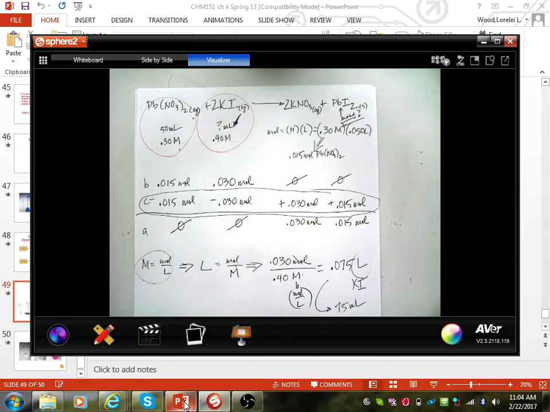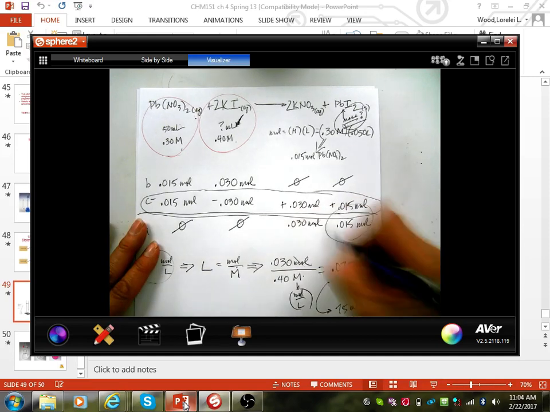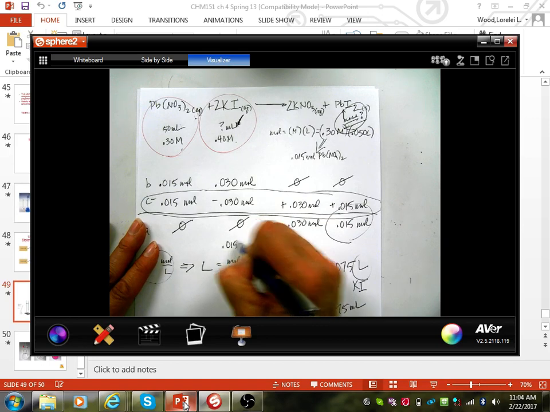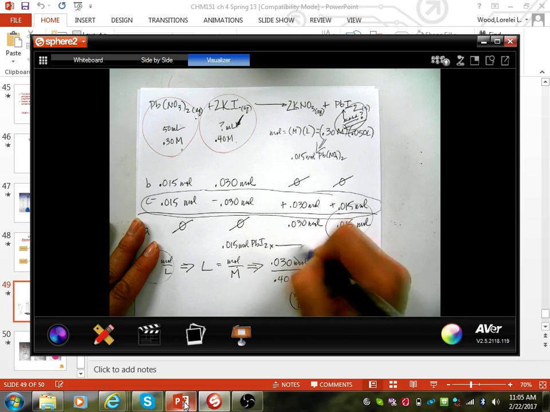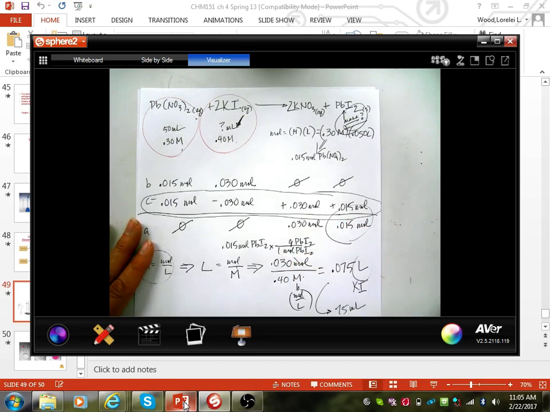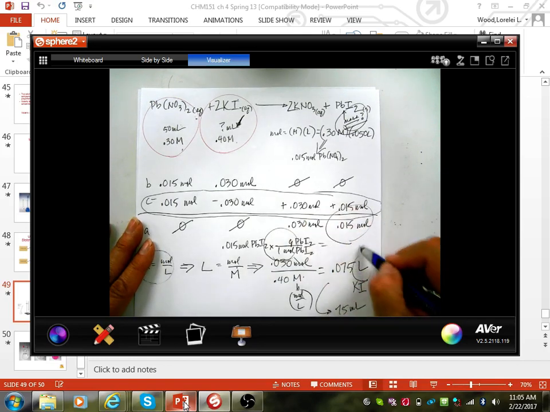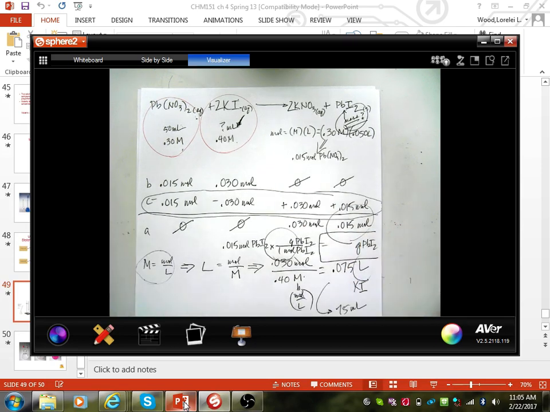All right, so the question asks, what mass of lead iodide would I have? How could I figure that out? Moles to grams. So I take my 0.015 moles of lead iodide, and I want to go from moles of lead iodide to grams of lead iodide. Just figure out the molar mass, do the math, and that will tell me how many grams of lead iodide I would have made in this particular situation.